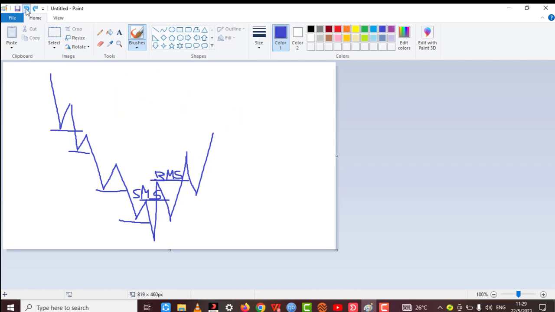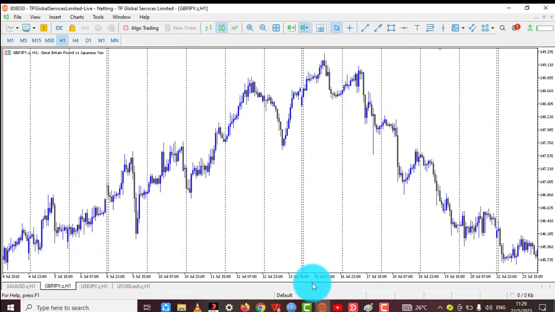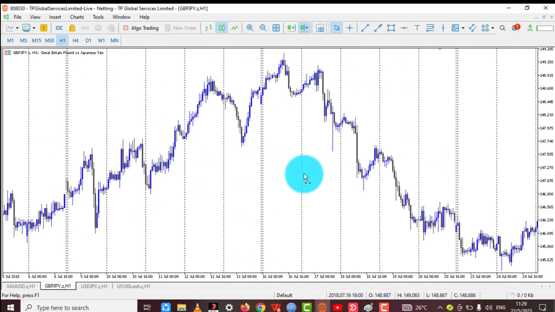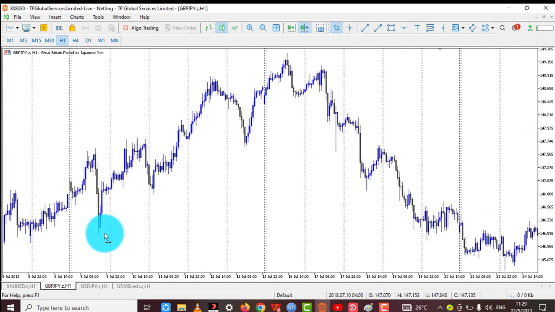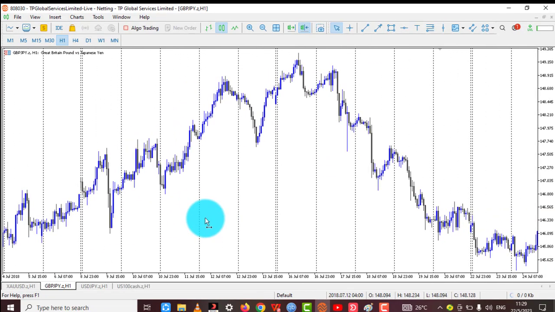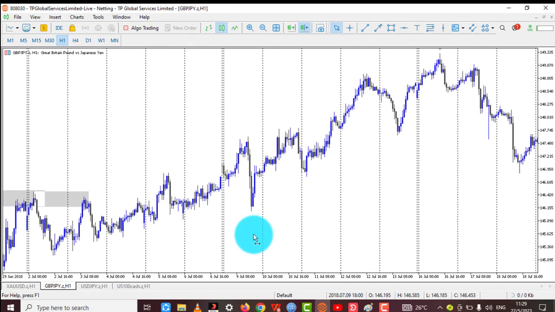So now let's move on to the charts. Okay, this is British pound, Japanese yen. So look at what I was talking about. Price was moving with an impulse. Here is the correction. Impulse. This is the impulsive move. This is the correction. This is the impulse. This is the correction.